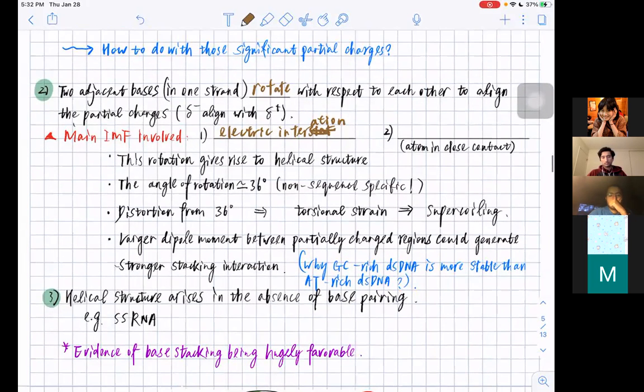Sam mentioned GC-rich sequence is more stable than AT-rich sequence. I'm also suggesting here that you can think of the theoretical overlapping of partial charges. They also contribute to this stability.